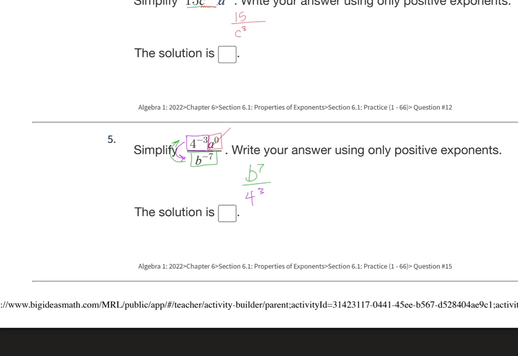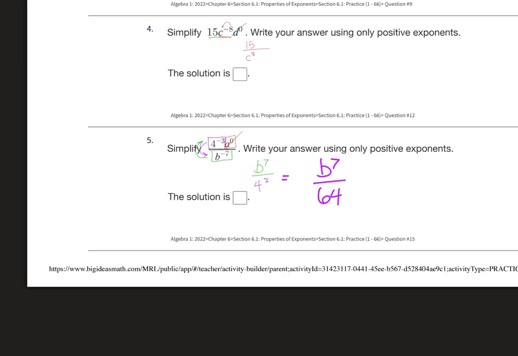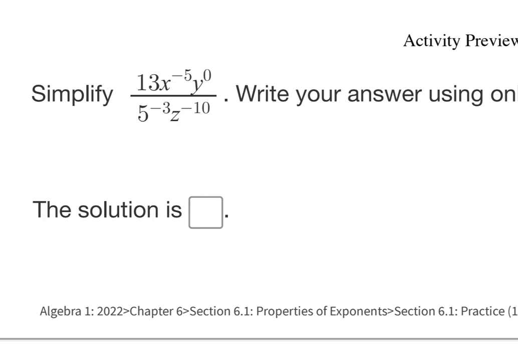What does it say? Using positive exponents. Let's see. I believe that it might actually ask you to write that out. So it's b to the 7th over 64 like that. Number 6, we have, and now I can still do this as one piece, this is one piece, this is one piece, this is one piece. Oh, you know what? I need to put that part with that. And this is one piece.